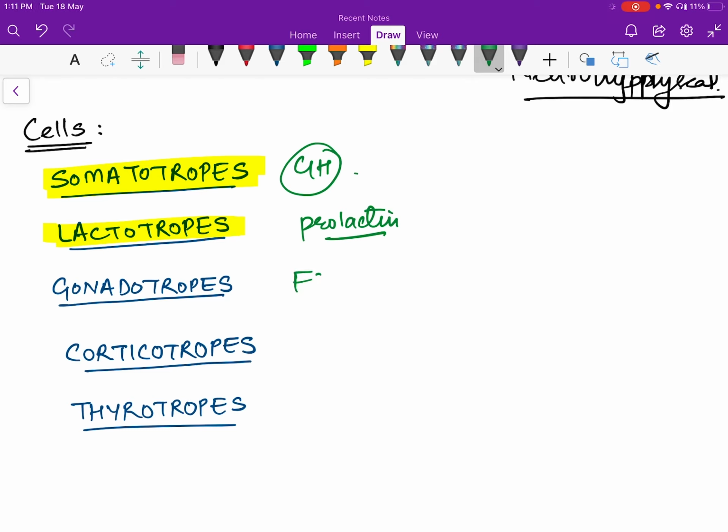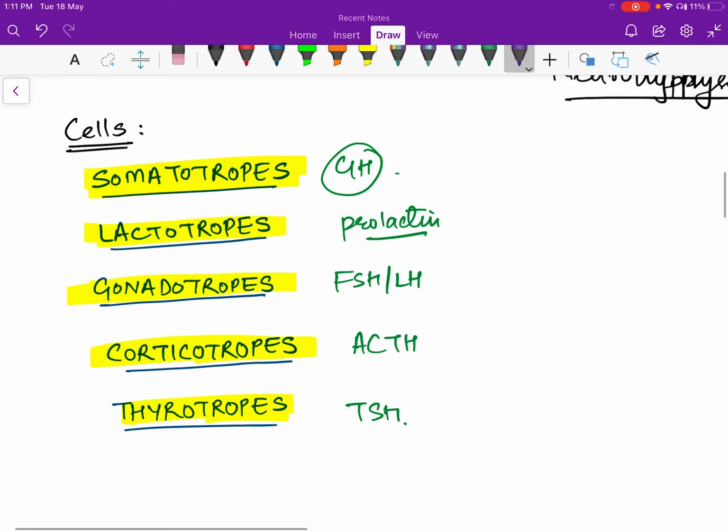Gonadotrop produces follicle stimulating hormone and luteinizing hormone. Corticotrop produces adrenocorticotropic hormone, and thyrotrop produces thyroid stimulating hormone. So these are different types of cells present in the anterior pituitary. Here we are going to mainly discuss the anterior pituitary. Posterior pituitary we'll discuss in a different section. Somatotrops, lactotrops, gonadotrops, corticotrops, thyrotrops.